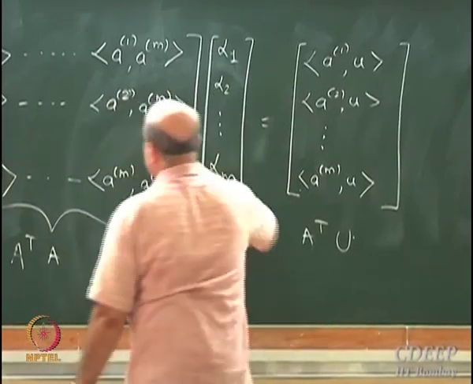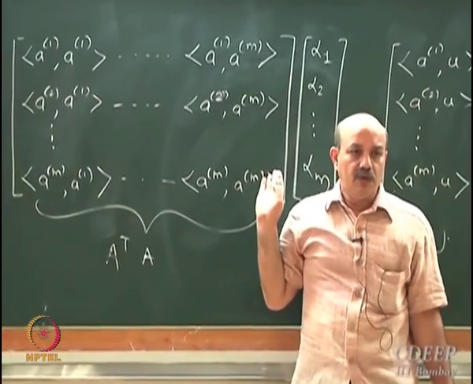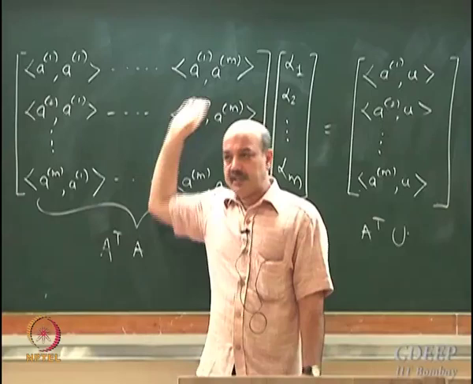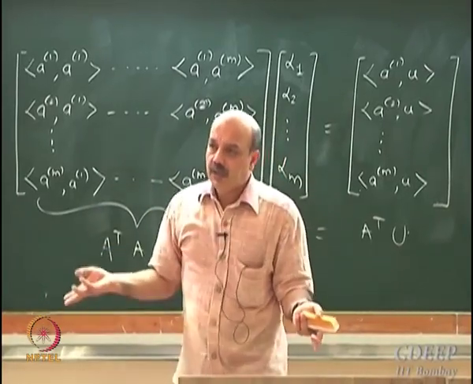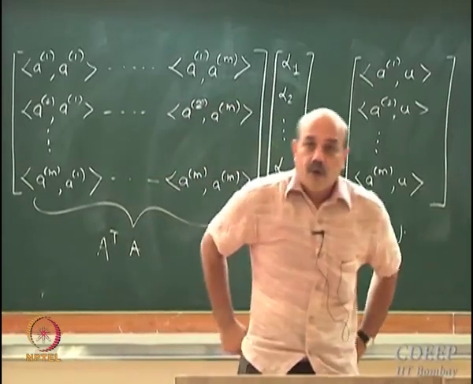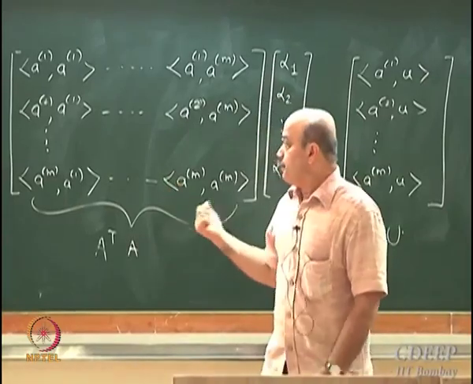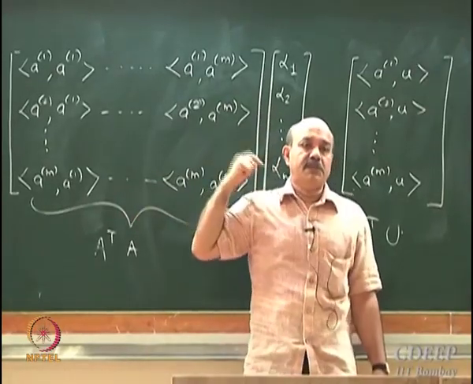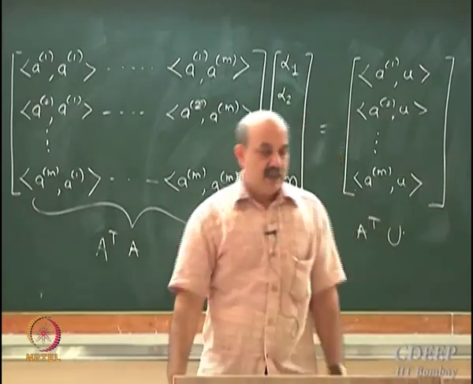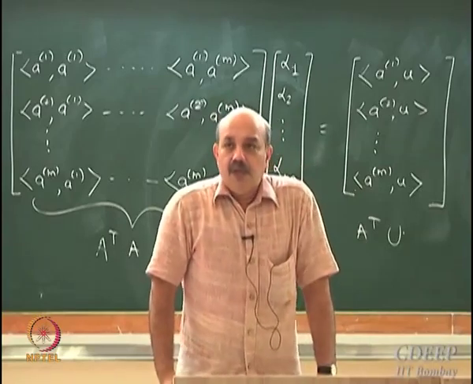When these are orthogonal, only the diagonal elements of this matrix will be non-zero. All the off-diagonal elements will be zero because the inner products of orthogonal vectors are zero. If I take an orthogonal set, why do we want to approximate something using an orthogonal set? That is because the projection problem, the approximation problem, gets very, very simple.